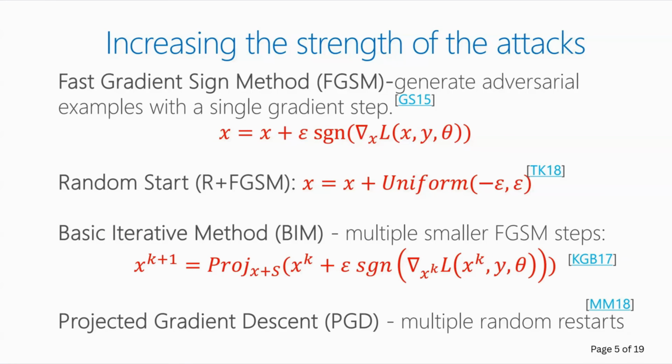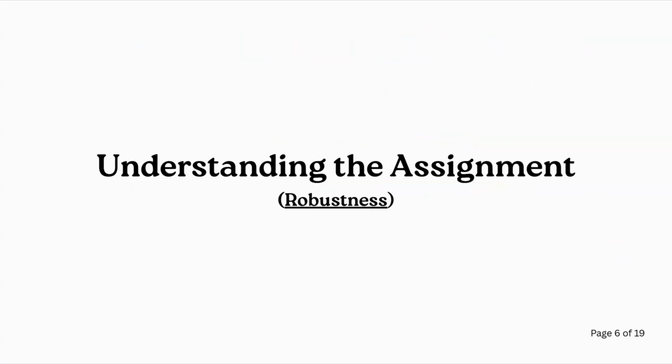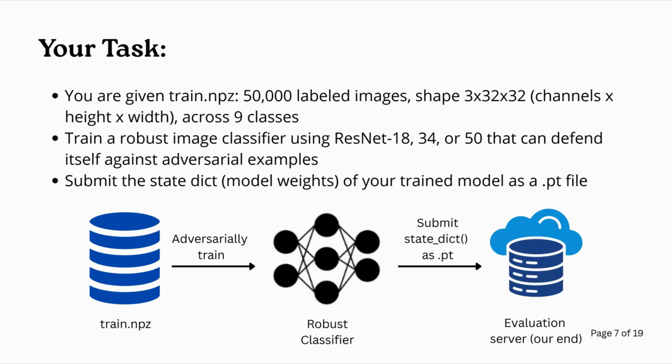So, what the assignment here is, you are given a train.npz file that has 50,000 labeled images. Each image is of shape 3 cross 32 cross 32, channels, height and width, and each of them belongs to one of the 9 classes in the integer range 0 to 8. The images are already labeled.